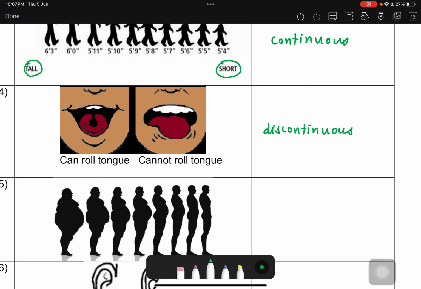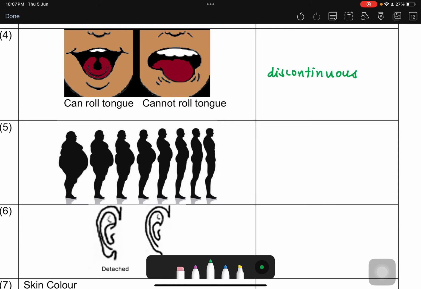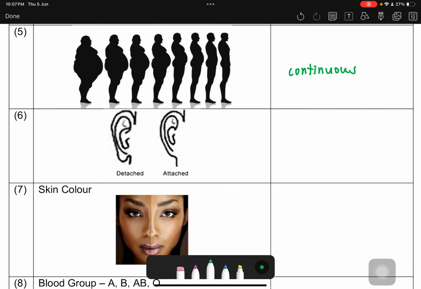Next, a person's mass. I think the answer is pretty straightforward. This is an example of continuous variation. No distinct category. All our weight, if we were to plot a graph, will give us a curve. Your grades as well. If we put all your grades for a particular subject, it will also form a bell curve. Next, whether a person has detached or attached ear lobe, this is pretty straightforward. It's an example of discontinuous variation.